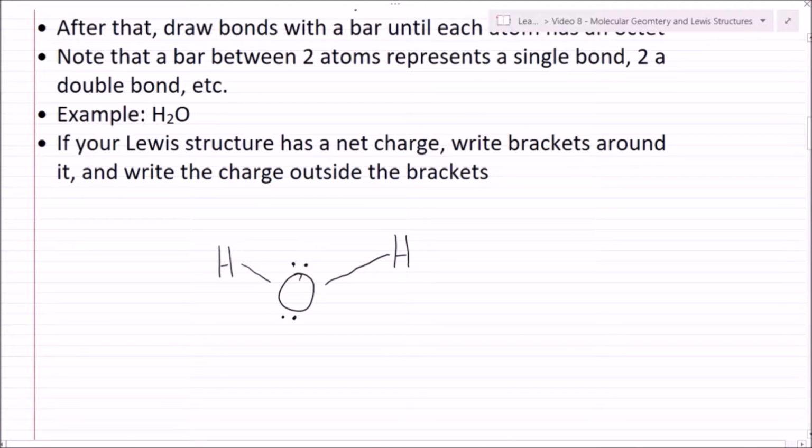Alright, just another quick note, if your Lewis structure has a net charge, write brackets around it and then write the charge outside of the brackets. So let's say that I had F minus. I know that F minus has a full octet. Fluorine normally has 7, but I have an extra electron. And this is how I would draw it. I'd put the brackets around F and then put the negative sign to indicate the -1 charge.